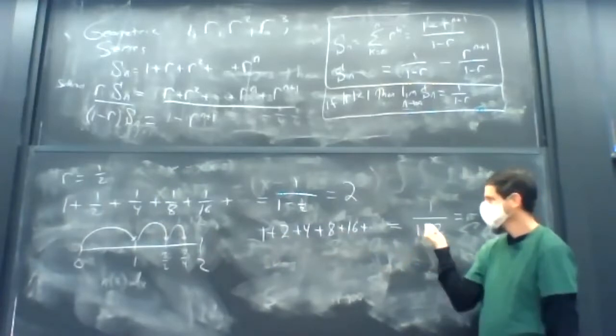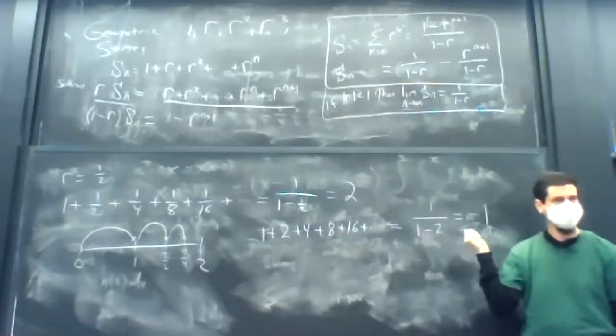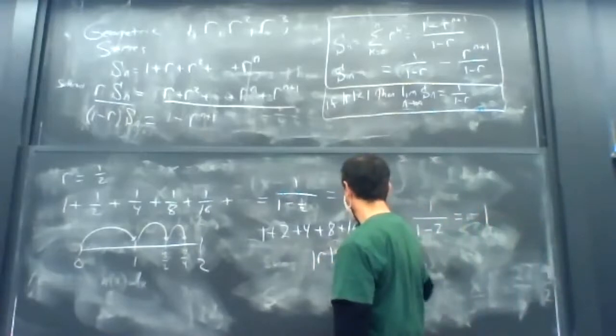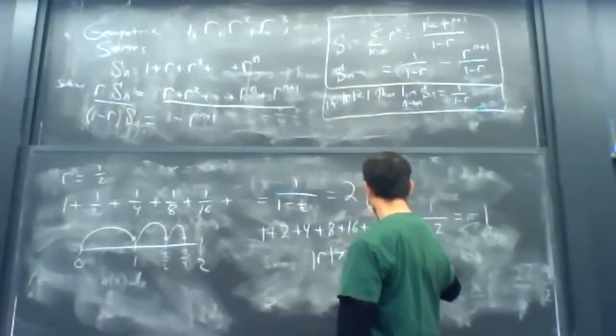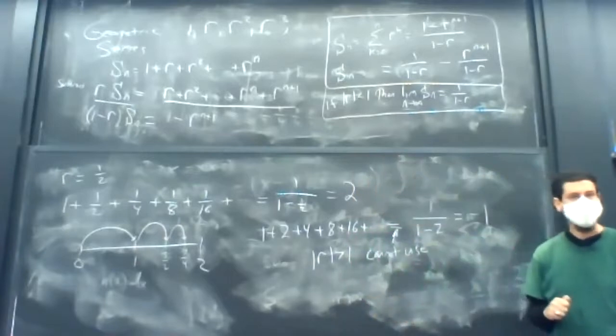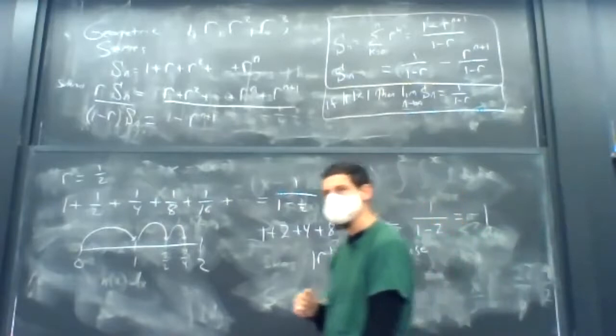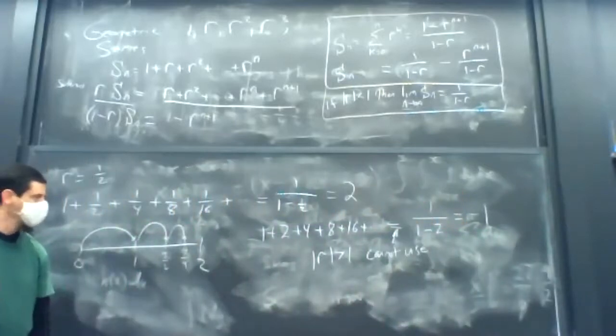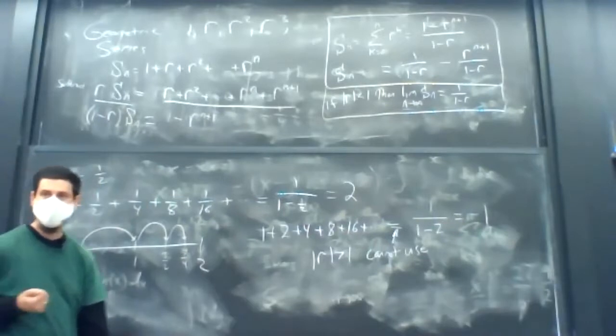No. What did I do wrong? 2 is greater than 1. The absolute value of r is greater than 1. Cannot use. So before you use any theorem, you always want to check and see, are the conditions met? If the conditions are not met, you can't just plug it in and hope for the best.